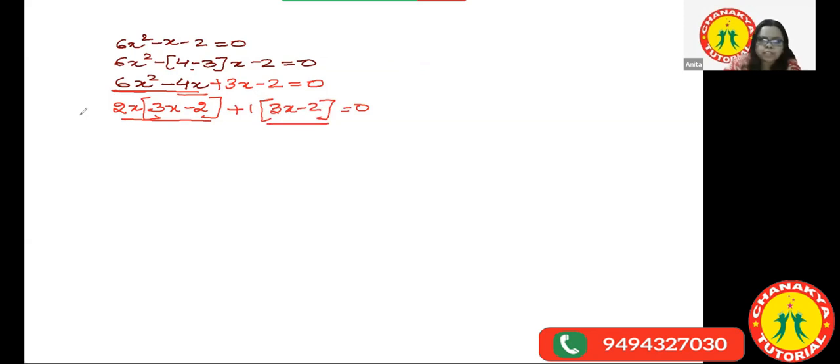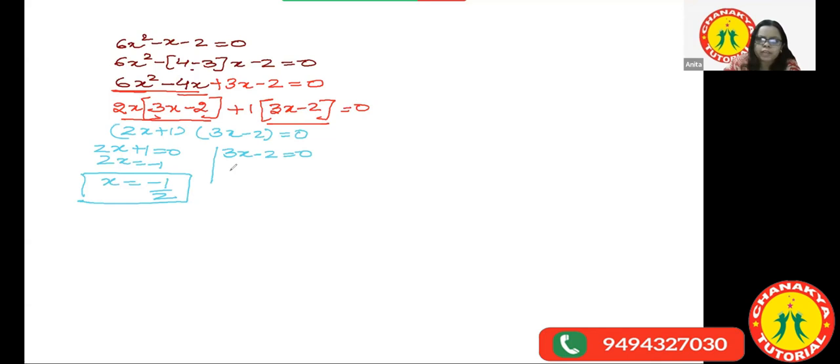Now check if these two brackets are same or not. So we have got the same bracket. That means our factorization is correct. So you will be writing 2x plus 1 and 3x minus 2 is equal to 0. Now put them separately equal to 0. Then 2x plus 1 is equal to 0 and 3x minus 2 is equal to 0. So value of 2x will be minus 1, then value of x is minus 1 by 2. From here, 3x will be equal to 2. Then value of x will be 2 by 3.